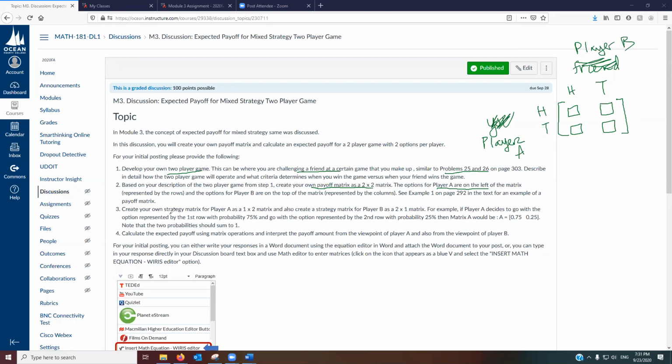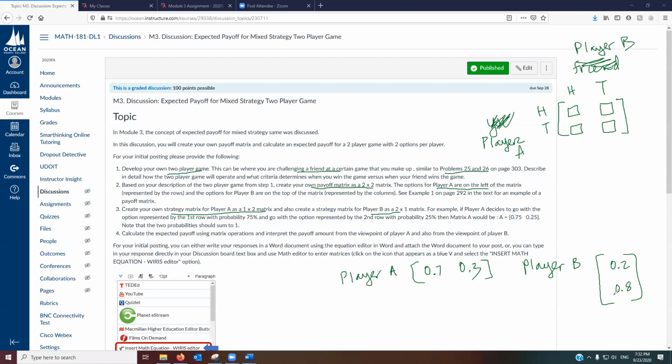Okay. Then it says create your own strategy matrix for player A. It's a 1x2 matrix. So player A, maybe you're going to come up with a strategy matrix that says you're going to go with heads 70% and tails 30%, let's say. Remember, your game doesn't have to be heads or tails. You can make up your own game. And you're going to do the same thing for player B. Player B is going to be a 2x1 matrix like this. Maybe player B says, I'm going to play heads 20% and tails 80% of the time.